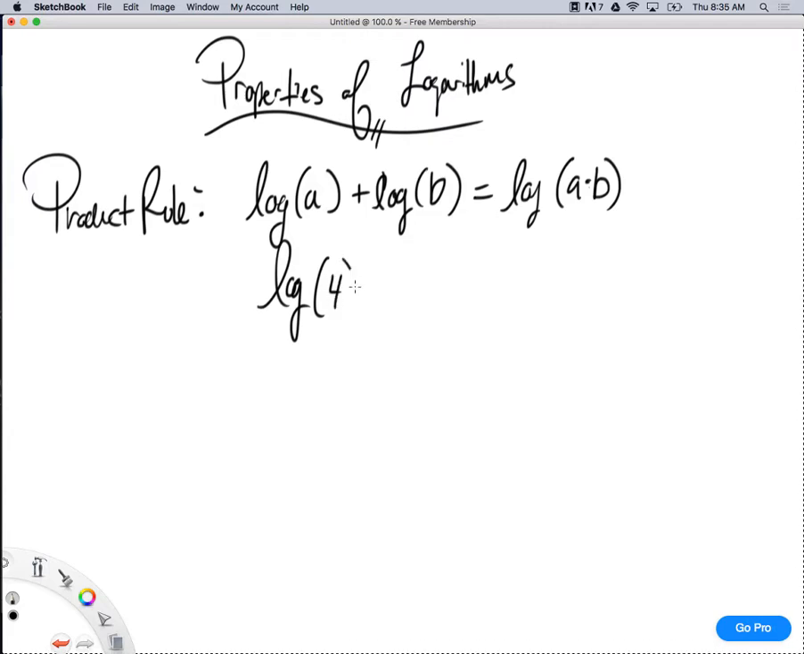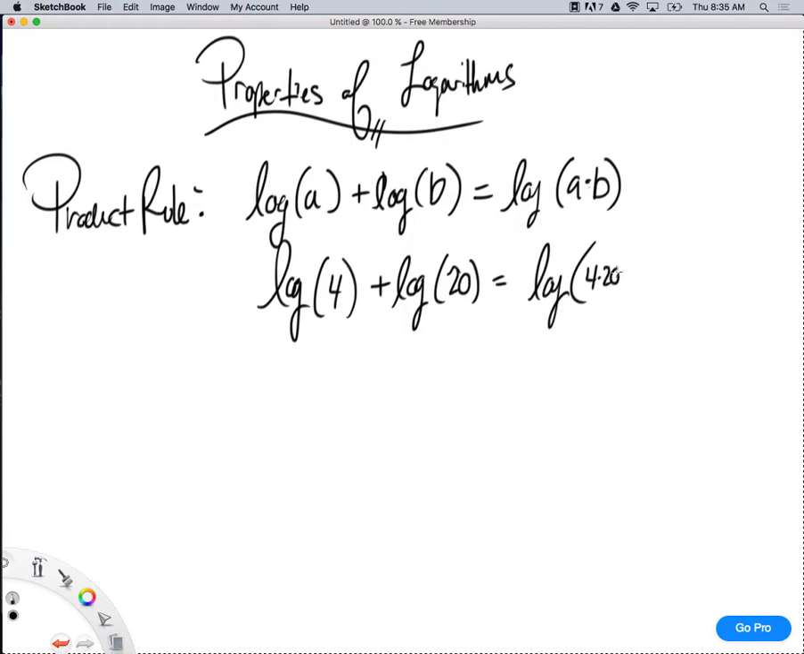Log of 4 plus log of 20 equals log of 4 times 20, which is log of 80. Okay? That's the product rule. All right?